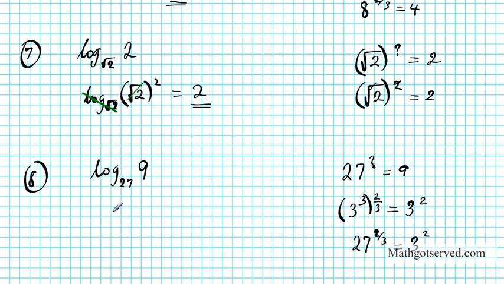So this problem is going to be log base 27 of 27 to the 2/3 power. Alright, the base and the argument are identical, so they both cancel each other out. And your final answer is 2 over 3. Alright, so that's that.